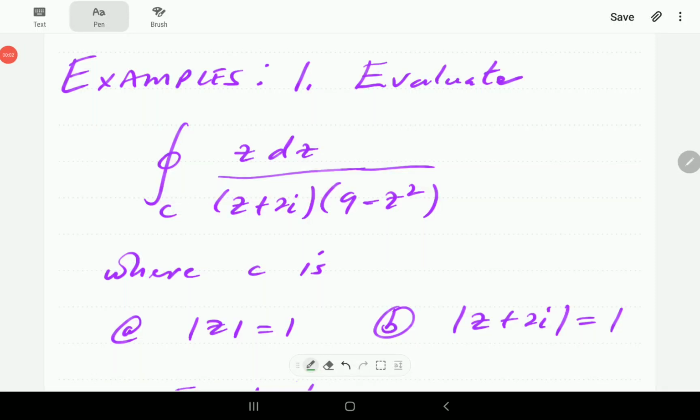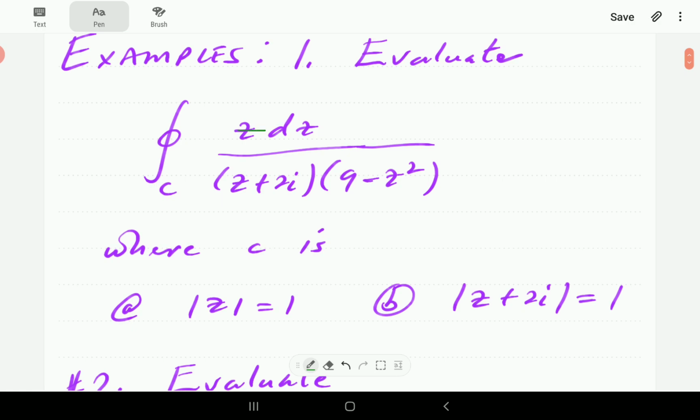All right, in this video, we're going to look at examples that demonstrate the use of Cauchy's integral formula. Of course, as we go along, even Cauchy's integral formula is always going to be relevant. We've got three examples here.